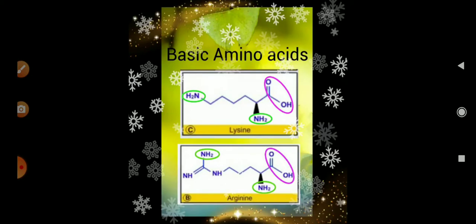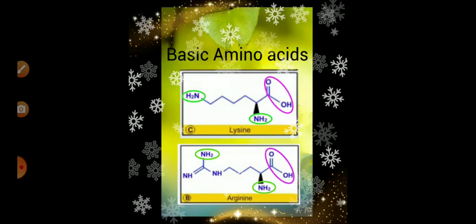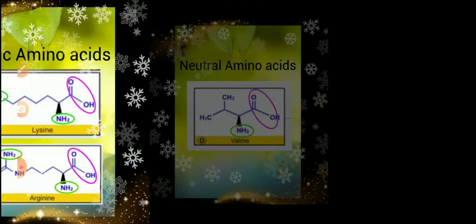Next example: in this you can find there are 2 amino groups and 1 acidic group. Which is the acidic group? I have circled it with pink, and what I circled with green, that is NH2, is the basic group. So in this we have 2 amino groups and 1 acidic group. Therefore, it is a basic amino acid. Now in this example, both are equal in number, that is COOH and NH2 are equal in number. Therefore, it is called a neutral amino acid.